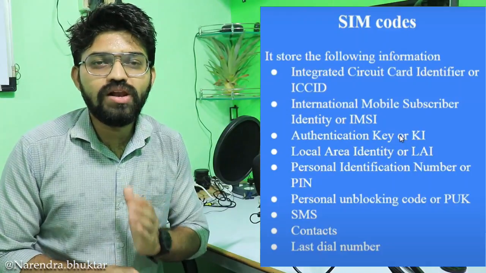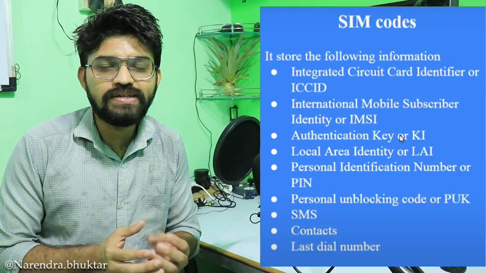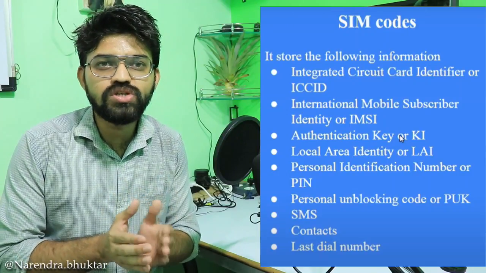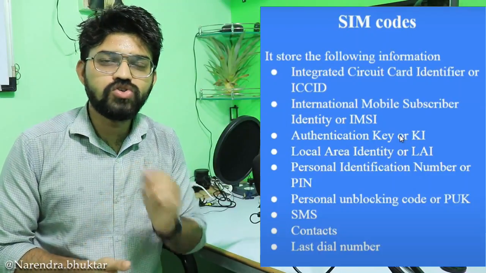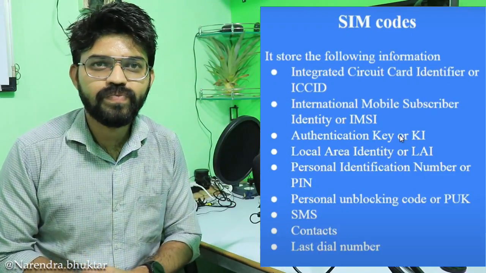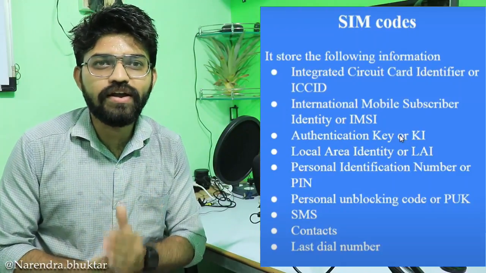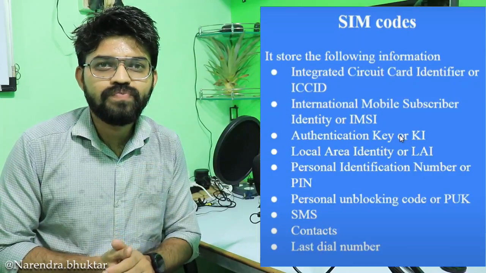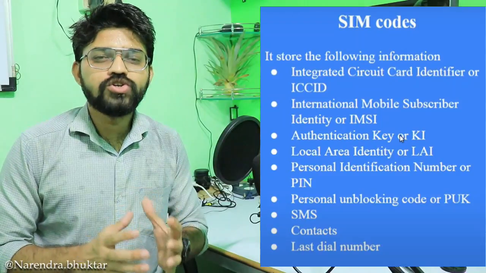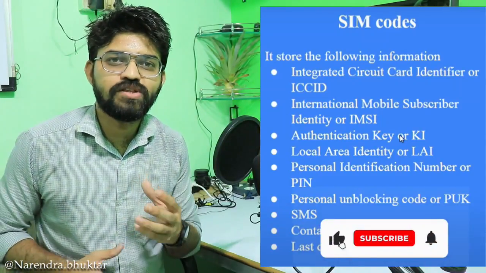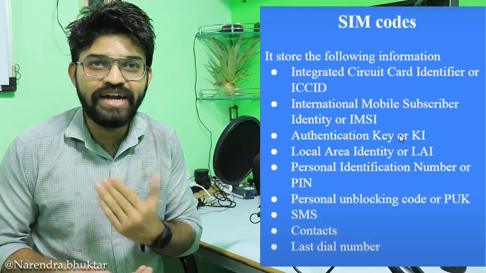Also there will be a local area network key. This local area is the area in which the user performs an action. This key is also embedded in the SIM card. By using this key, most operators can track down the area, the location of the subscriber. Also there is a personal identification number: when your SIM card gets locked, we can enter this PIN number.